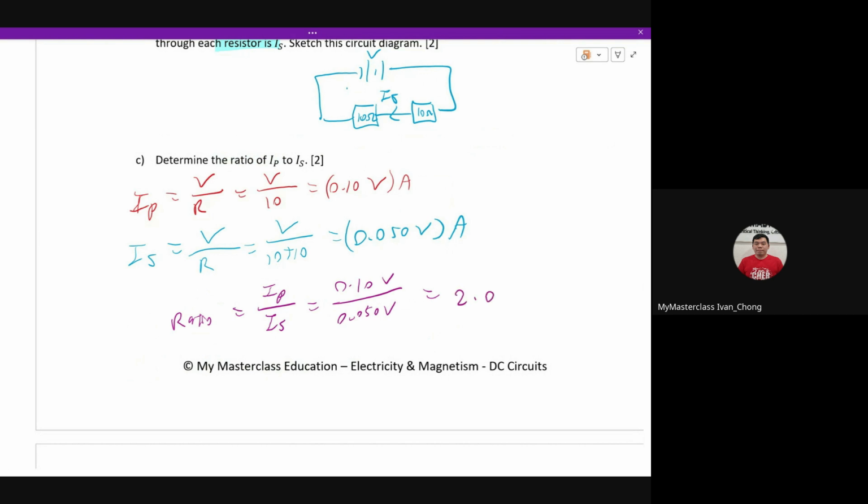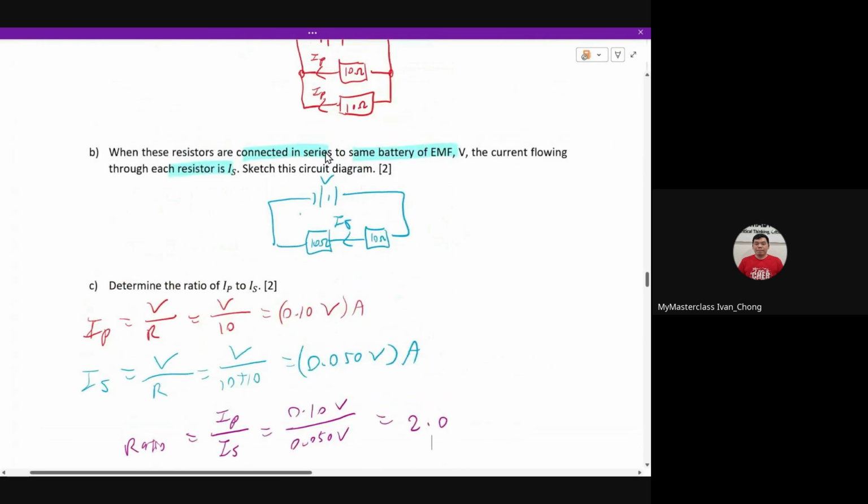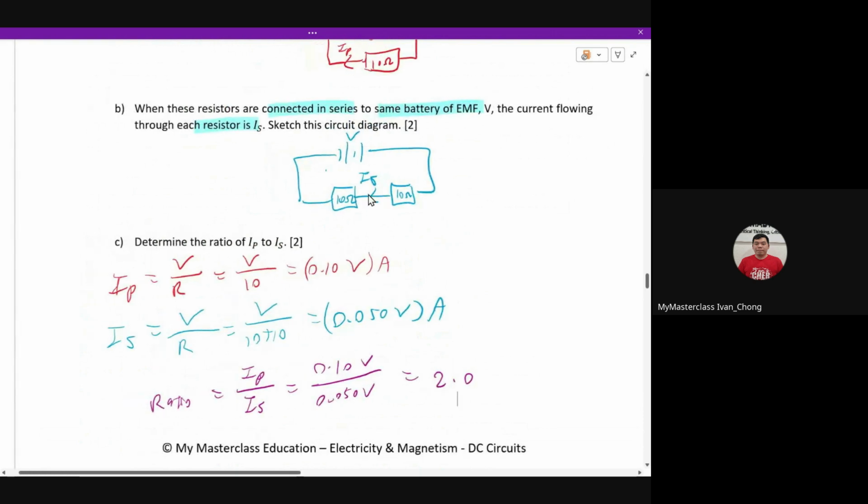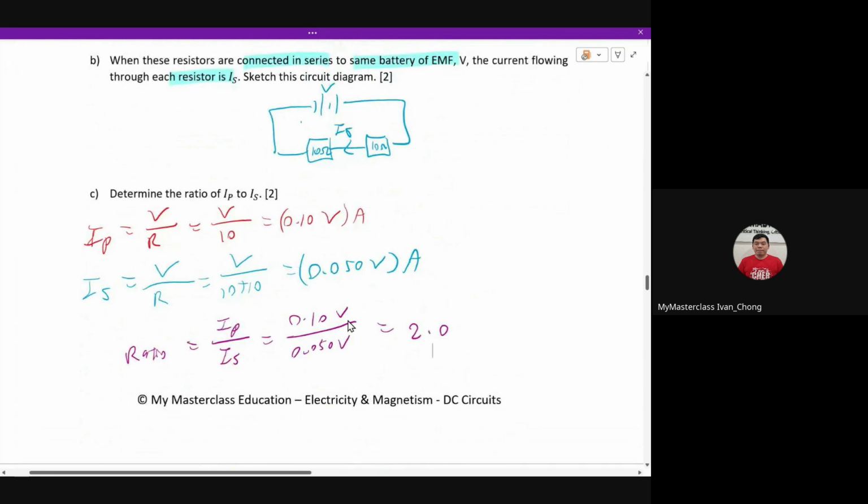So basically the current flowing through IP is 2 times that of the current flowing through this. You understand? So ratio, because it's amperes over amperes, there's no units for this.